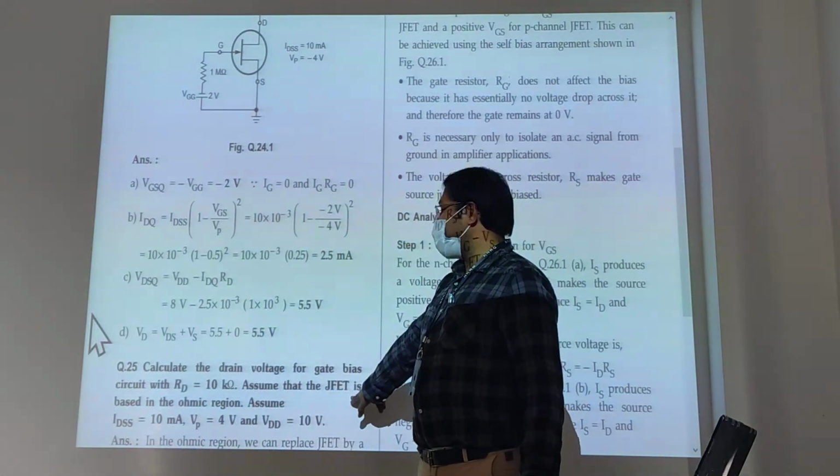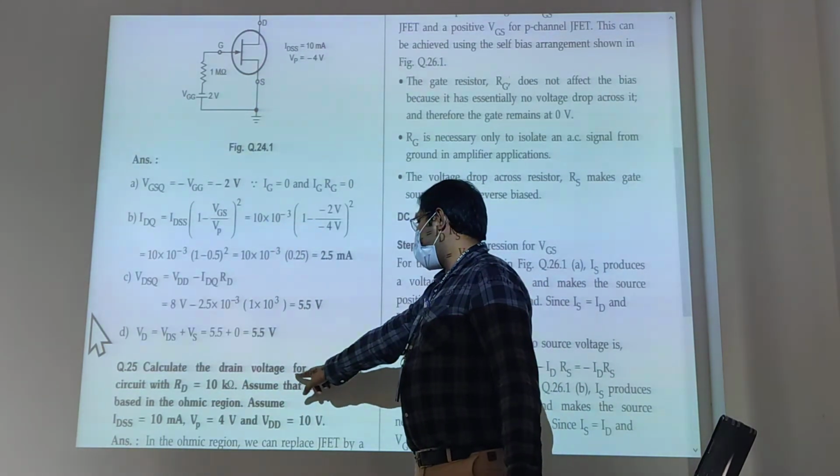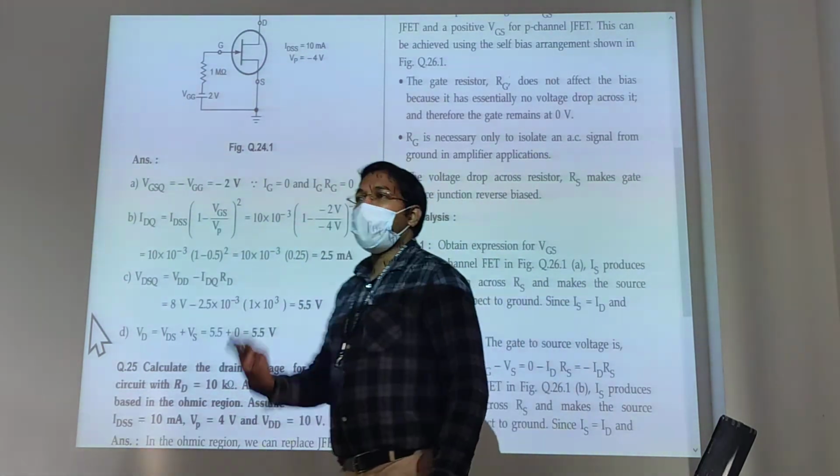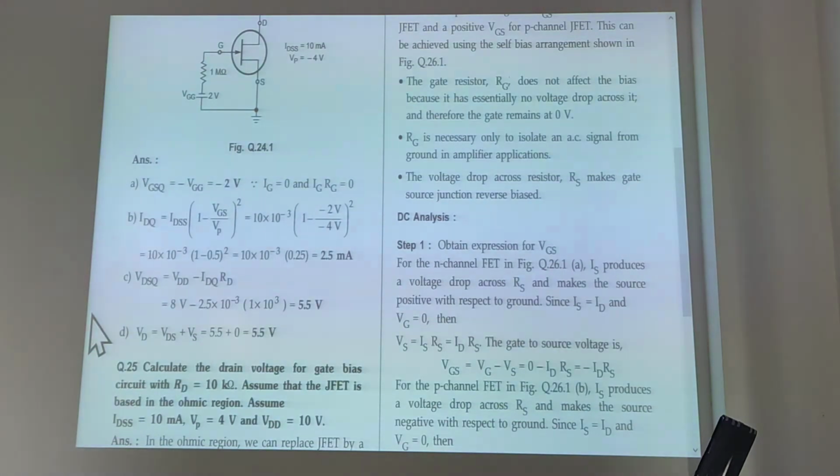Okay. So what does the question say? Calculate drain voltage for gate bias circuit. Right, so first you have to see the circuit diagram of the gate bias. You can directly draw the DC equivalent of the gate bias circuit.